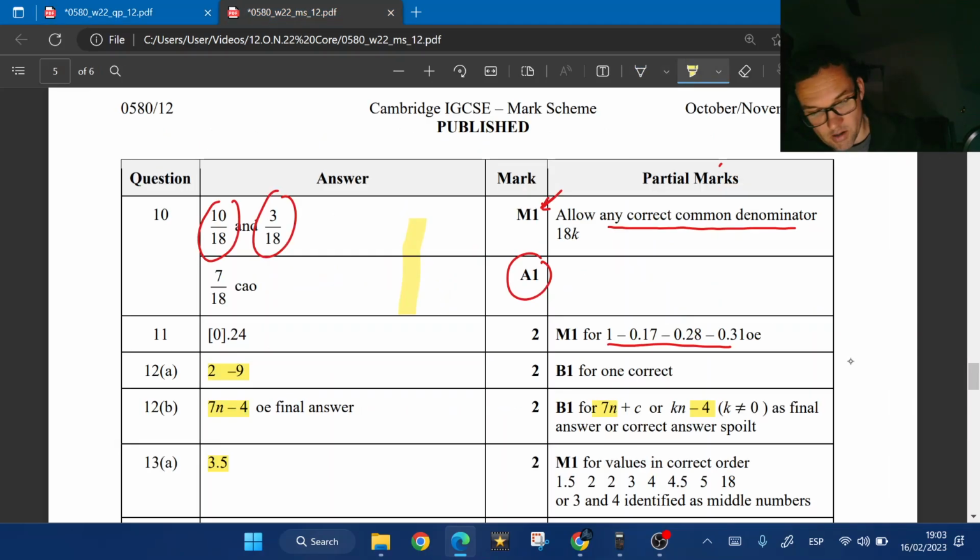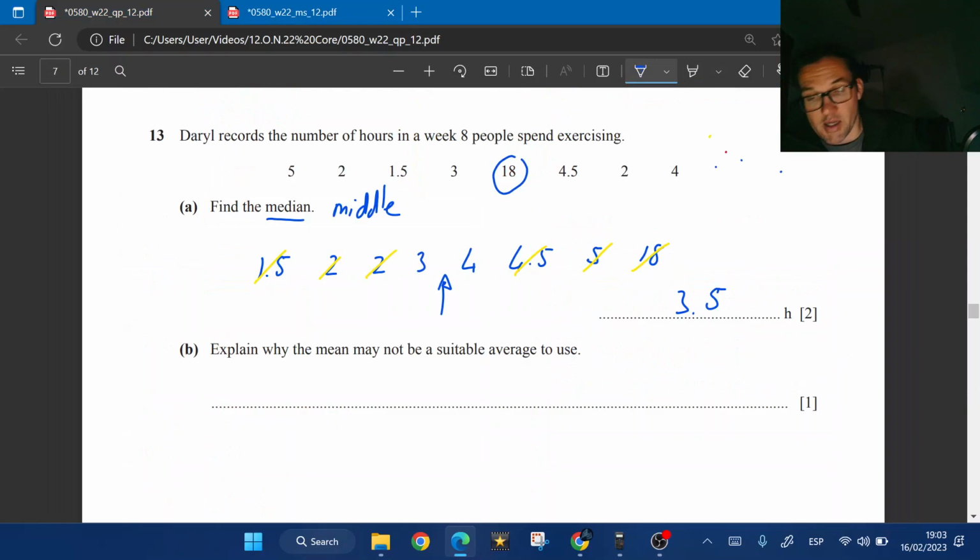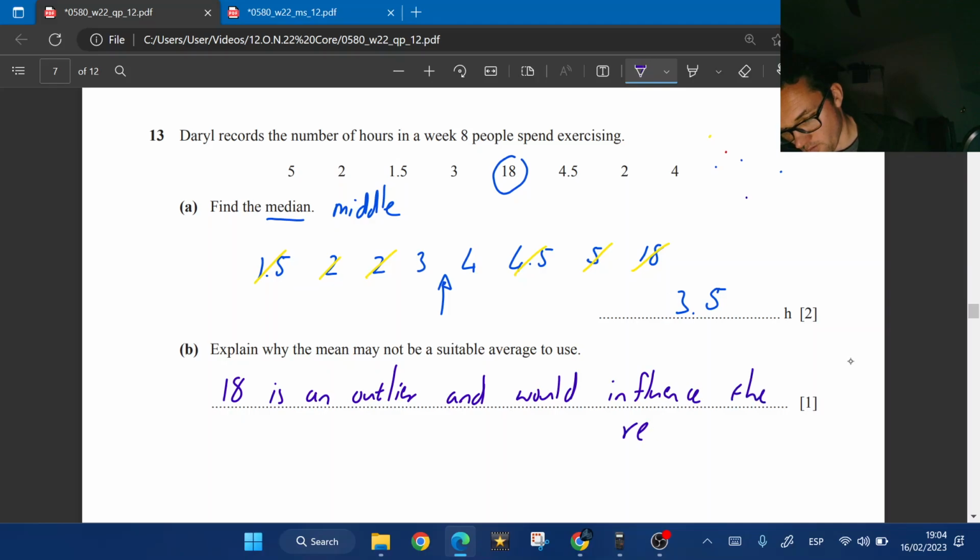Let's see what they say in the mark scheme. Okay, they say one extreme value. Oh my goodness. I mean, there are many ways to write this. How are they going to attribute it, right? I would write something like the 18 as an outlier. Refer to that 18. If you write the number 18, I doubt they will be able to mark it wrong. So I would write 18 is an outlier and skews the results. Something like that.